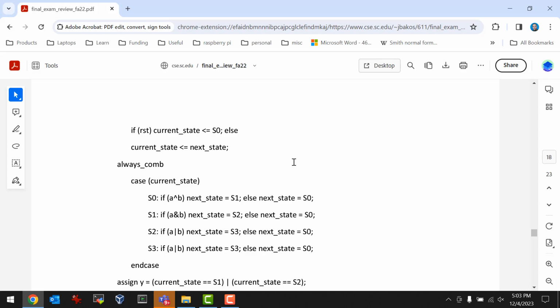And then S2 is going to, if A or B, then you go to S3. So as long as one of them is 1, right? So A or B. And then otherwise you go back to S0. And then if you're in S3, if A or B, you stay in S3. Otherwise, you go back to S0. Make sense?